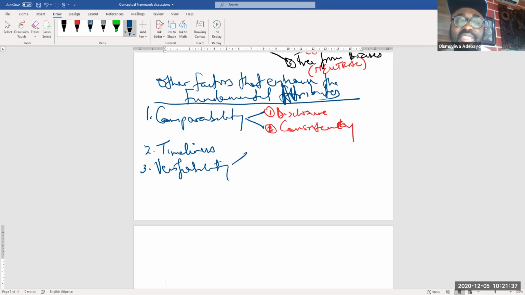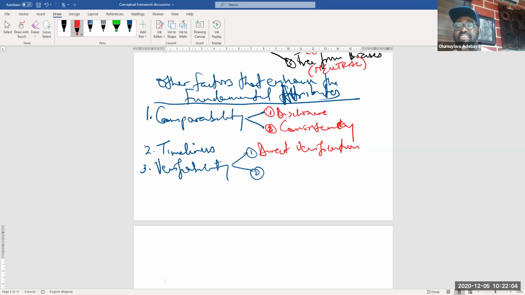Verifiability means the ability to have evidence supporting financial information before it is relied upon, and that is essential. Verifiability means how do we verify such information to be valid? There are two mediums to which this is done in practice. There is what we call direct verification. Direct verification is documentary in nature.